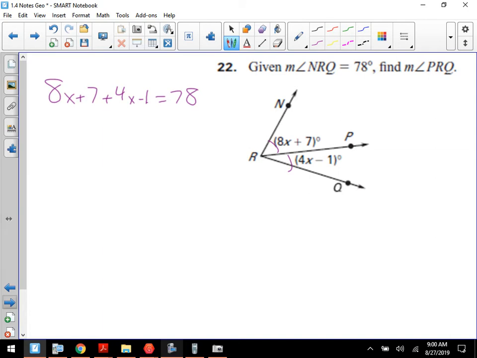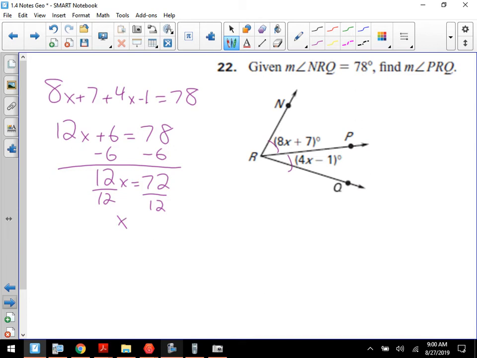Combine your like terms, just like every other math problem we've done. We get 12x plus 6 is 78. Okay. Two steps, what do you do first? Add 6. Oh wait, subtract 6. Good. And then divide by 12. It is 6, good. Now, did the question say solve for x, or did it say solve for something? Solve for something, very good.